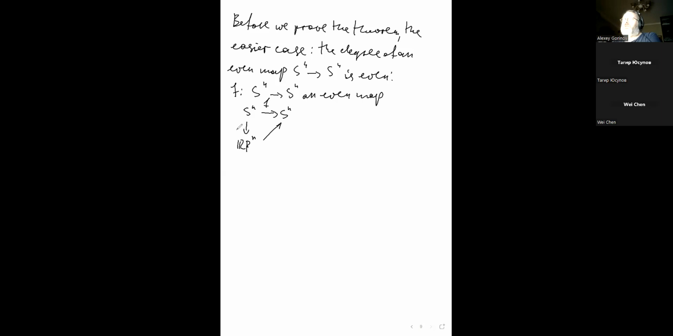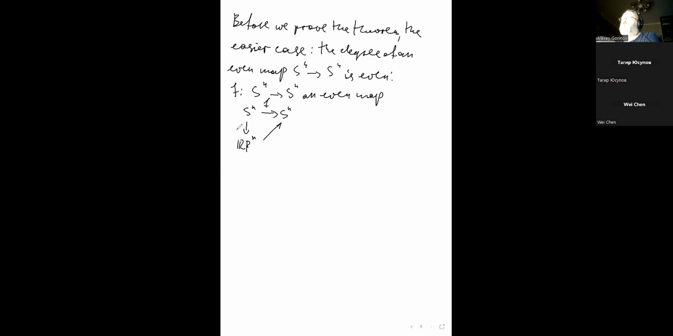How do we prove that the degree is even? Maybe we can show that the degree of F is the product of degrees of these two maps, but we know that the degree of the first one is 2.